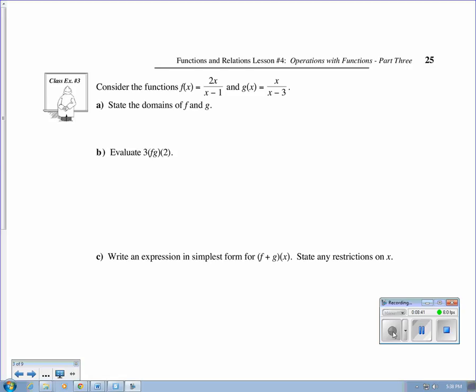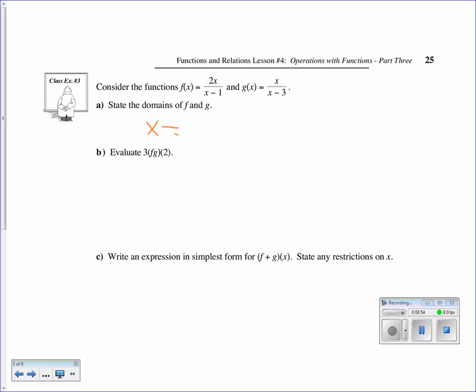Now we really get to put our work to the test. Can we put all of the ideas together? State the domains individually of f and g. Remember, you're focusing on the denominator, so x cannot be equal to 1, and x cannot be equal to 3. And now I have to play around a little bit. Evaluate 3 times f times g at 2.